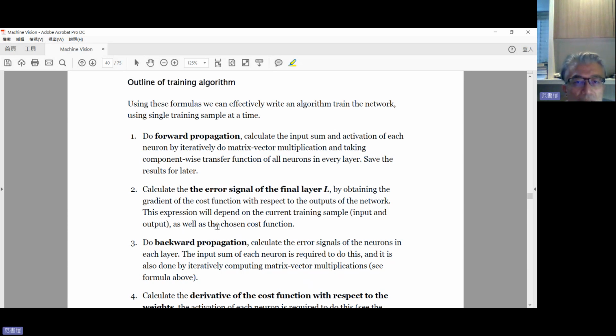Using these formulas, we can effectively write an algorithm to train the network using a single training sample at a time. However, the training sample should be randomly sampled out of the original data set. Do the forward propagation: calculate the input sum and the activation of each neuron, the output of the linear combination, by iteratively doing the matrix-vector multiplication like this.